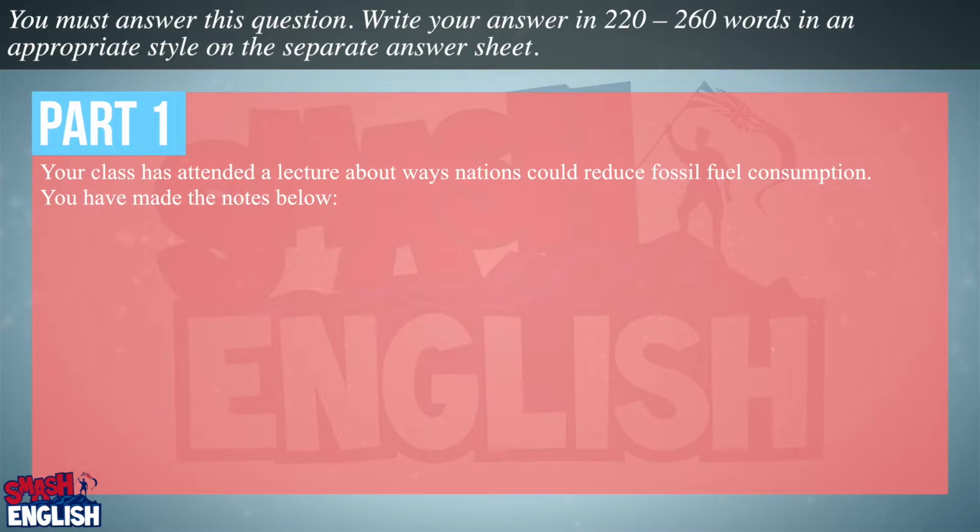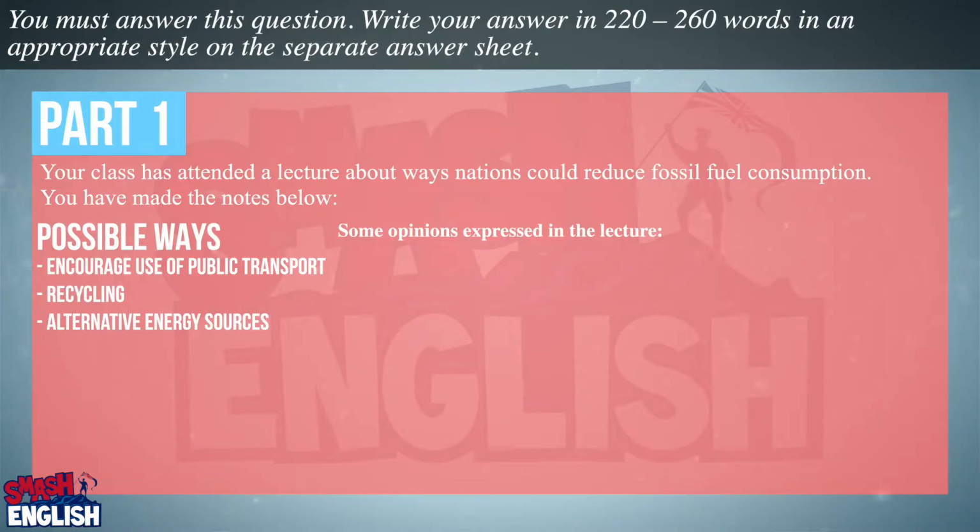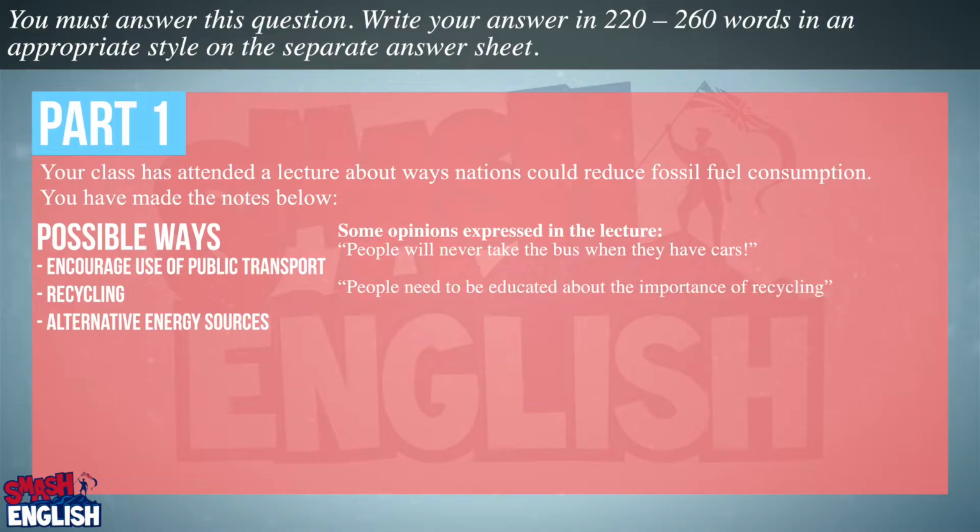Your class has attended a lecture about ways nations could reduce fossil fuel consumption. You have made the notes below. Number 1, encourage use of public transport. Number 2, recycling. Number 3, alternative energy sources. Some opinions expressed in the lecture: People will never take the bus when they have cars. People need to be educated about the importance of recycling. It is the government's responsibility and not the public's to invest in alternative energy.